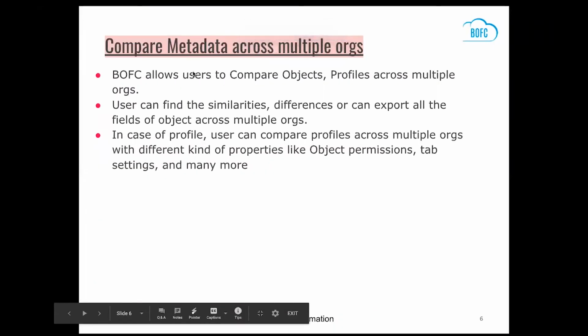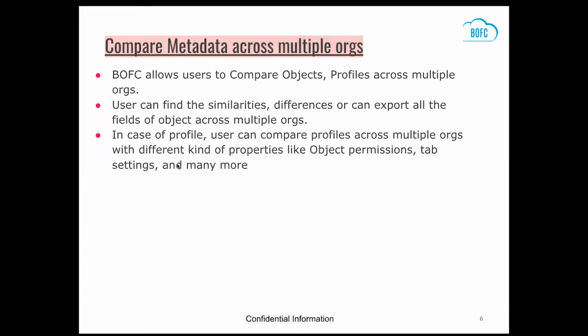Next we have comparing your metadata across multiple orgs. BFC can help you compare the metadata across multiple items. A few items we have right now, but a few of them are going to come in the next upcoming release in March. Right now we can compare the metadata across two things, which are objects and profiles.